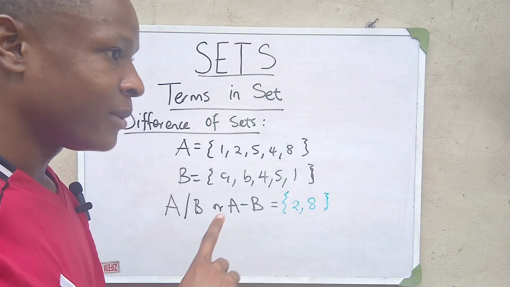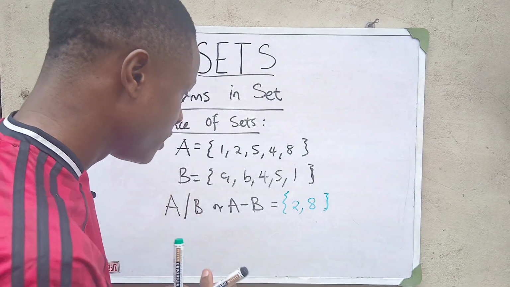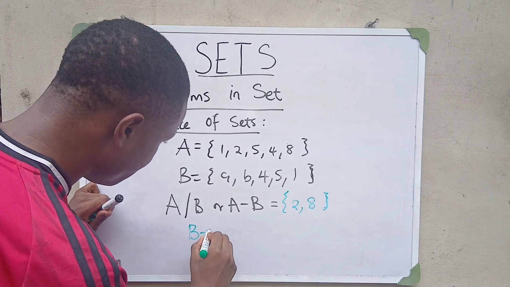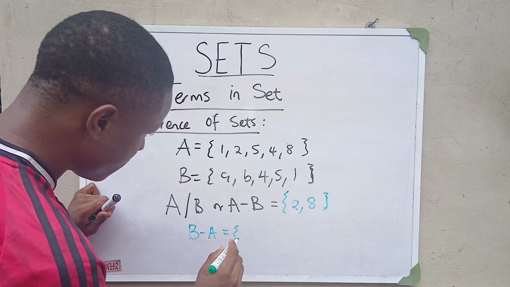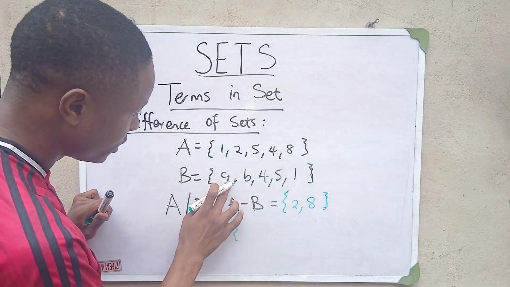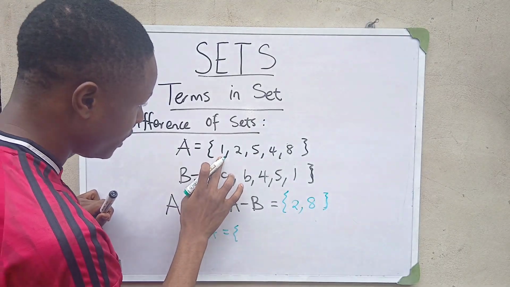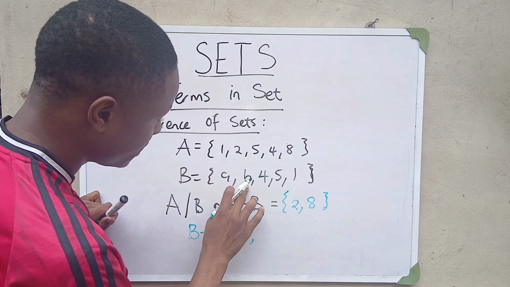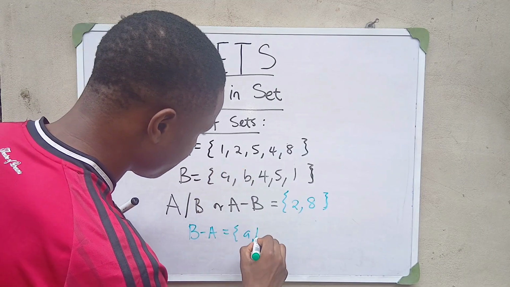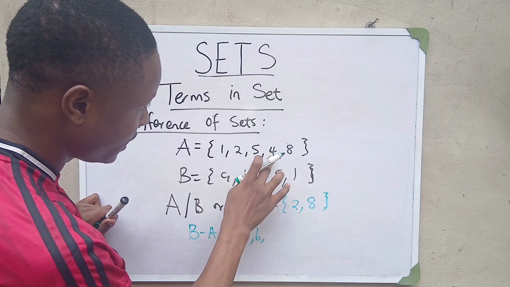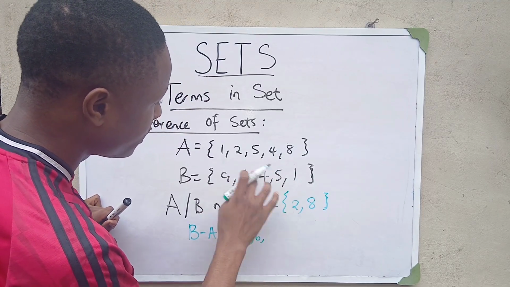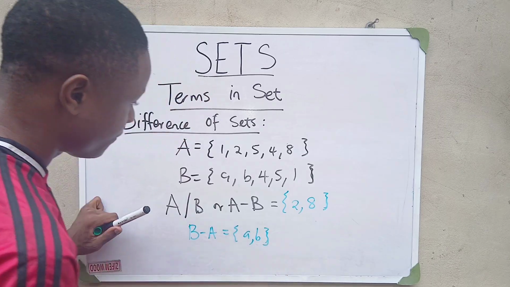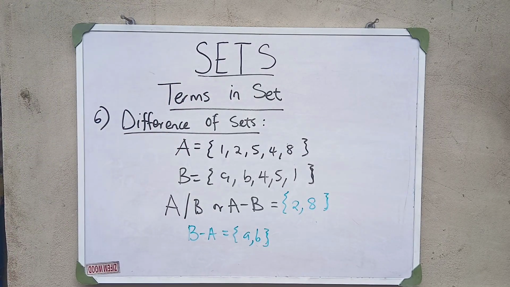B difference A is elements that are in B but are not in A. So we have B difference A. A is in B but is not in set A, so you have A. B is in set B but it's not in set A, so we have B. 4 is in A and B, 5 is in A and B, 1 is in A and B. So we have A, B. So that is B difference A.